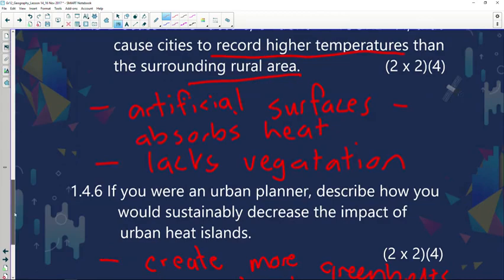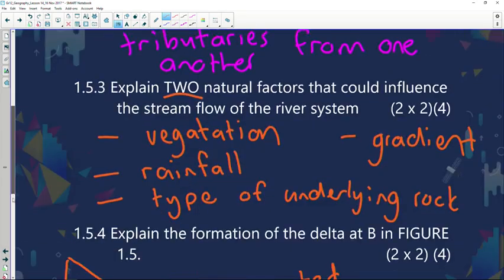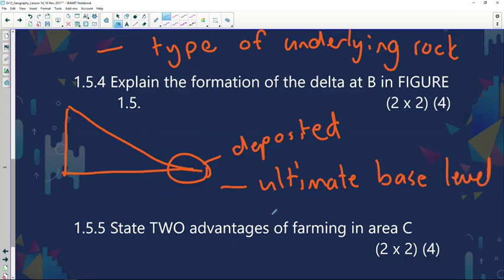We can say that because of deposition of all the sediments from the upper and middle course, and we can say because it's at ultimate base level, it can't erode any further.